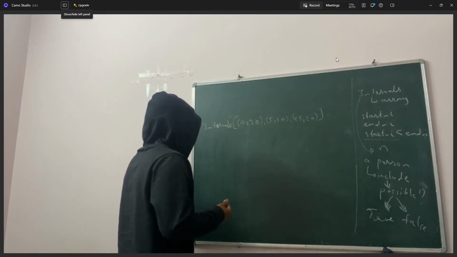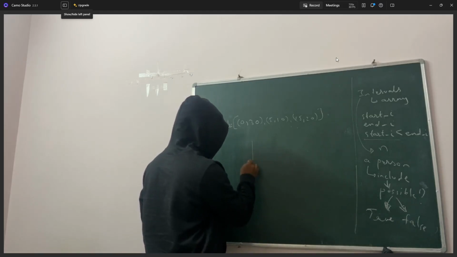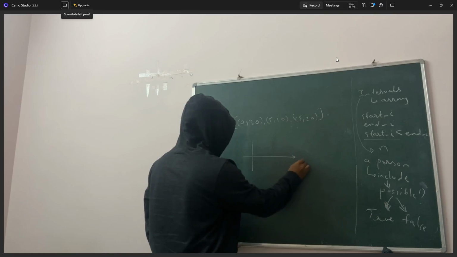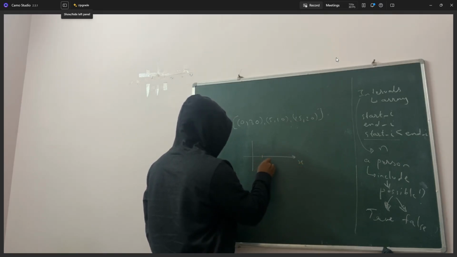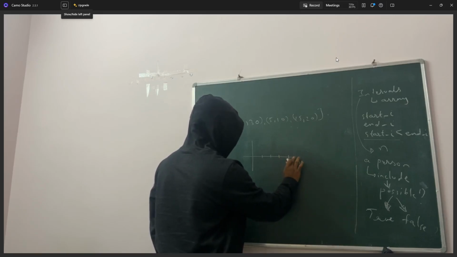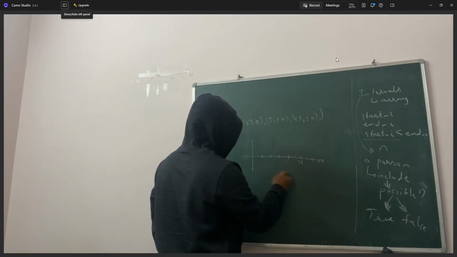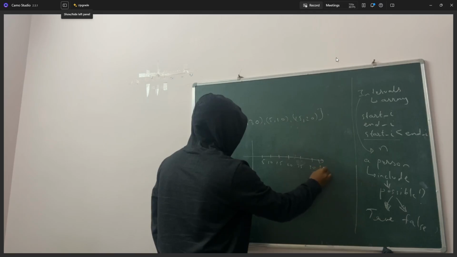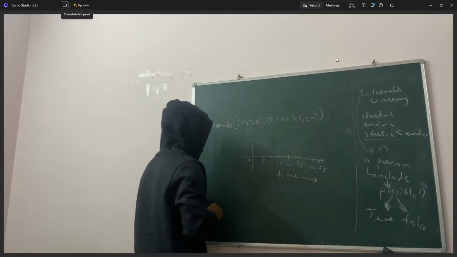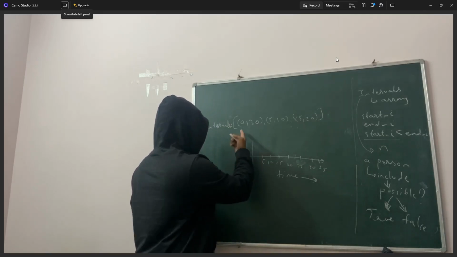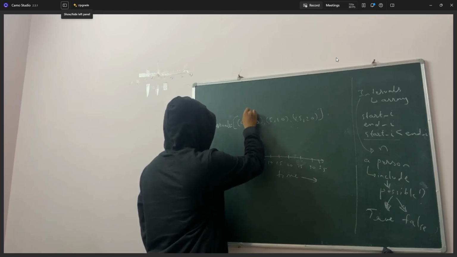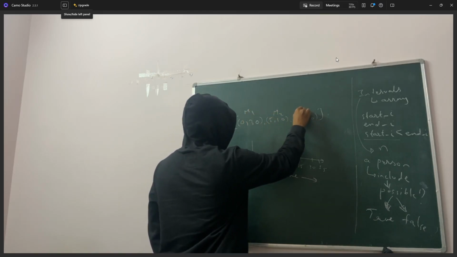So let's try to see. If I plot this on a number line, this is the x-axis: 5, 10, 15, 20, 25, 30, and then 35. This is the time axis, time is moving forward, and this is time 0. Let's look at the first meeting. Let me call it meeting 1. This is meeting 2, and this is meeting 3.